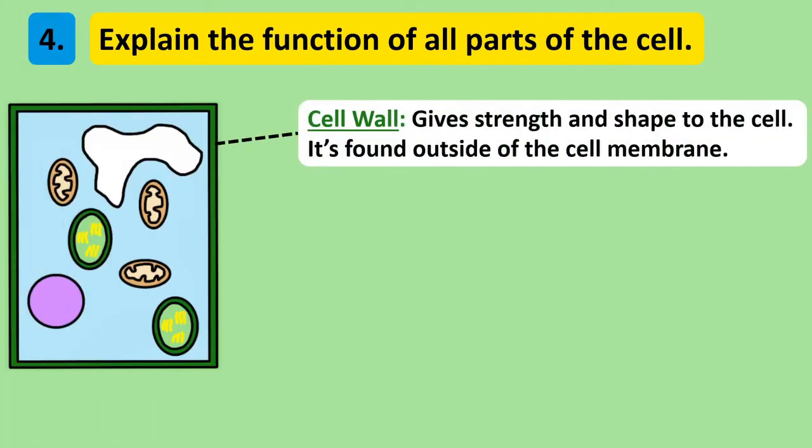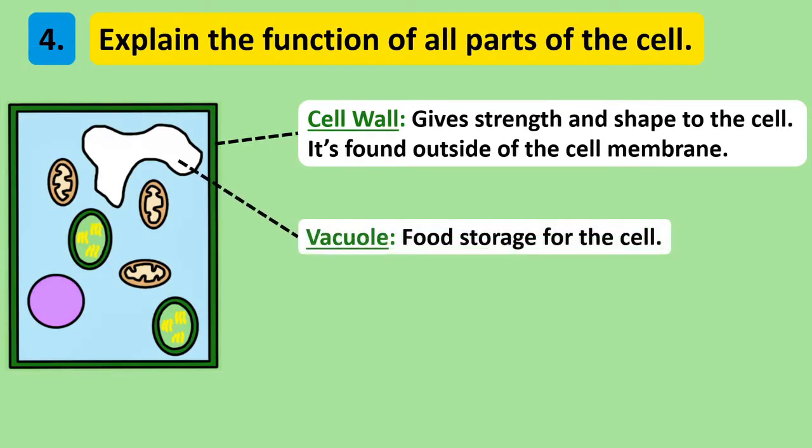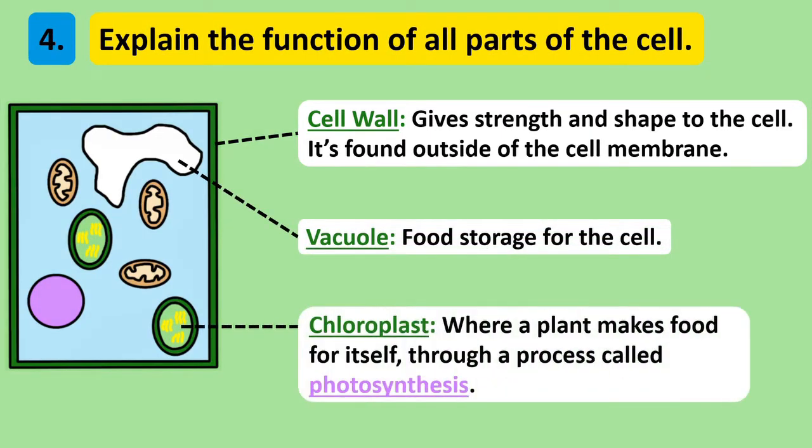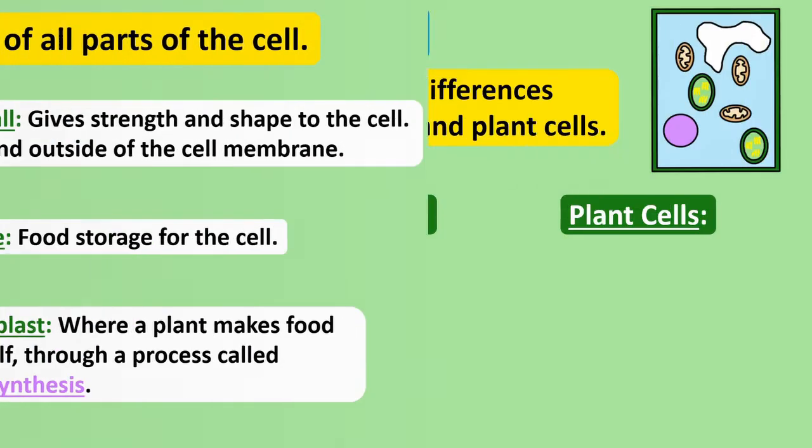The cell wall is an extra layer outside of the cell membrane, and it gives strength and a fixed rectangular shape to the cell. A large vacuole stores any food that the plant makes, and chloroplasts are what make that food for the plant. Chloroplasts are the reason why plants can make their own food during a process known as photosynthesis. Animal cells don't have chloroplasts, which is why we can't make our own food. We have to eat it instead.